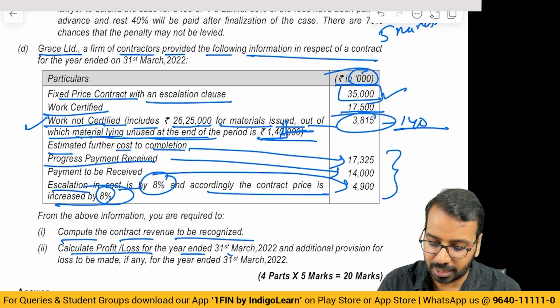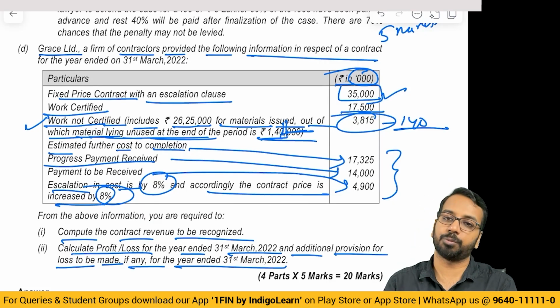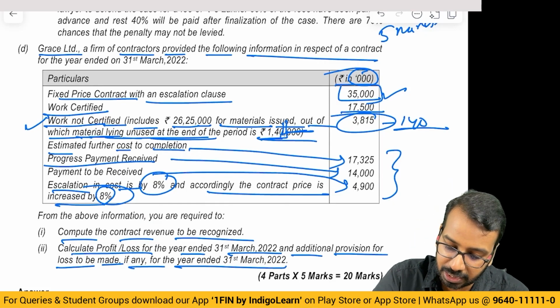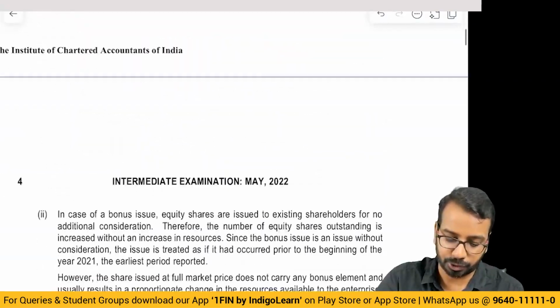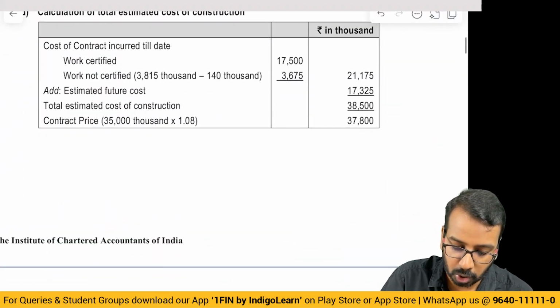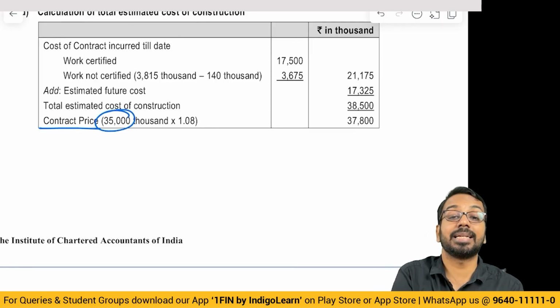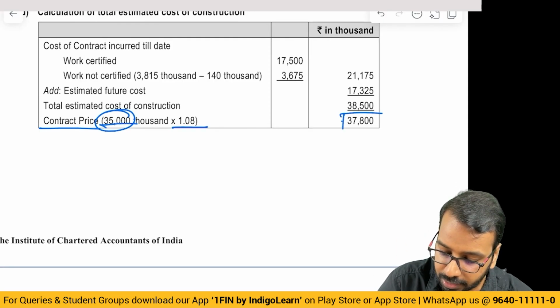Calculate P&L for the year ended 31st March 2022 and additional provision for loss to be made, if any, for the year ended 31st March 2022. First thing, fixed price 35,000. Now coming to the solution. Contract price 35,000 and they say there is an escalation by 8%. So 35,000 into 1.08, 37,800.